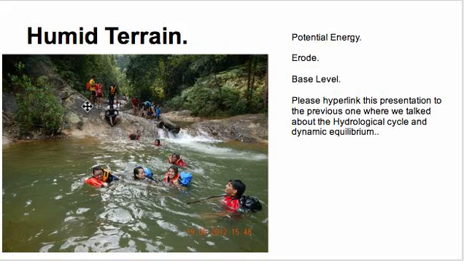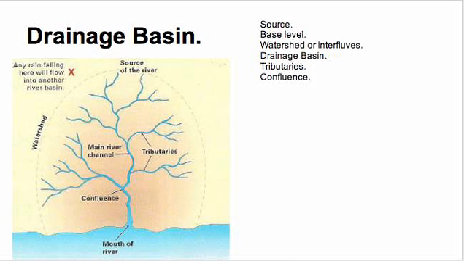Something for you to have a look at when considering humid terrain is that water, as it is at the top of the hill, has potential energy, and that potential energy is used to erode the river bed, and that's how we get the river valleys, if you remember, for those of you who've done GCSE geography. Of course, the object of the river, or what the river wants to achieve, is to erode all the way down to its base level. The base level is normally the sea, but depending on the river, it can also be a large lake.